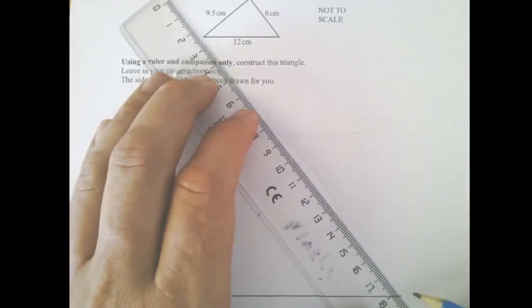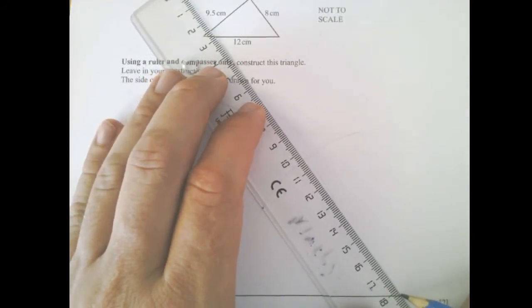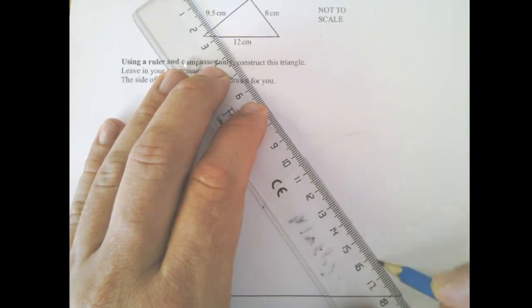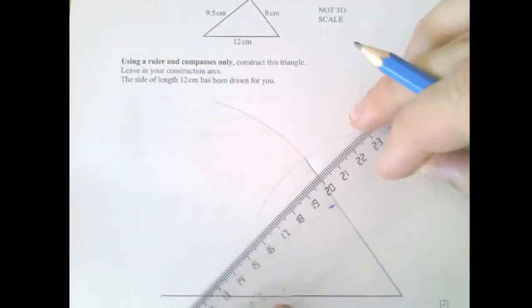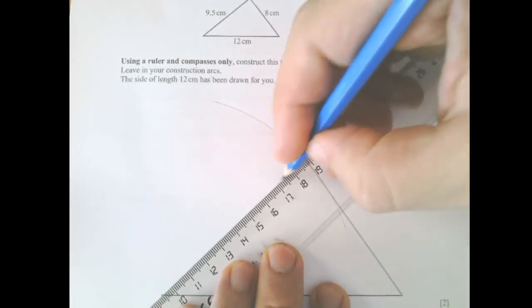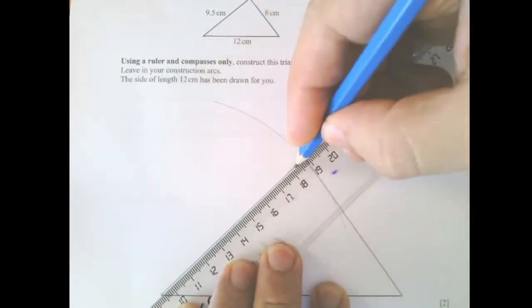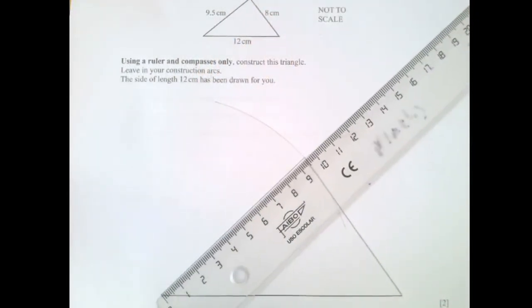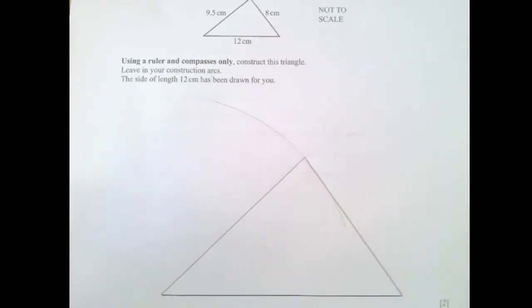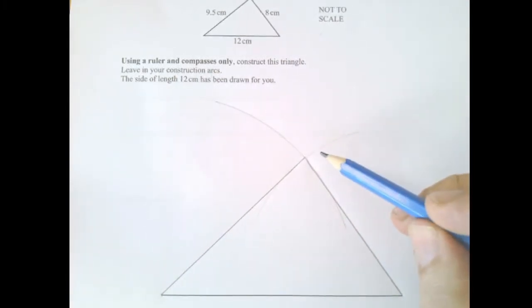So we can just connect the ends of the 12 centimeter line to where they cross. Be exact. Use a pencil so you can erase any mistakes. That's it. Let's check if it's right. That should be 9.5. Brilliant. And that should be 8. You can be 2 millimeters off of this. Don't erase these arcs. And you've done it.